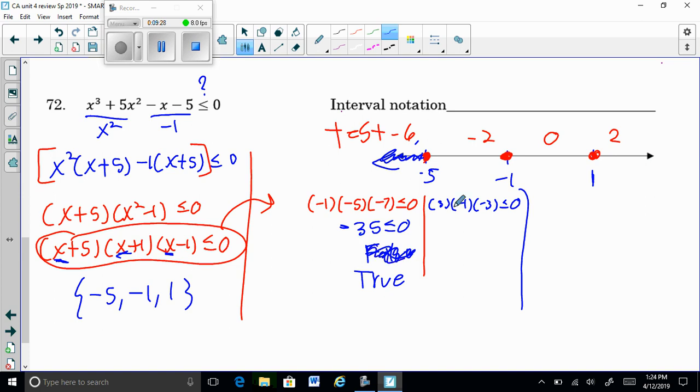Okay, on this one though, 3 times negative 1 is negative 3, and then times negative 3 is positive 9. So this one comes back as false.